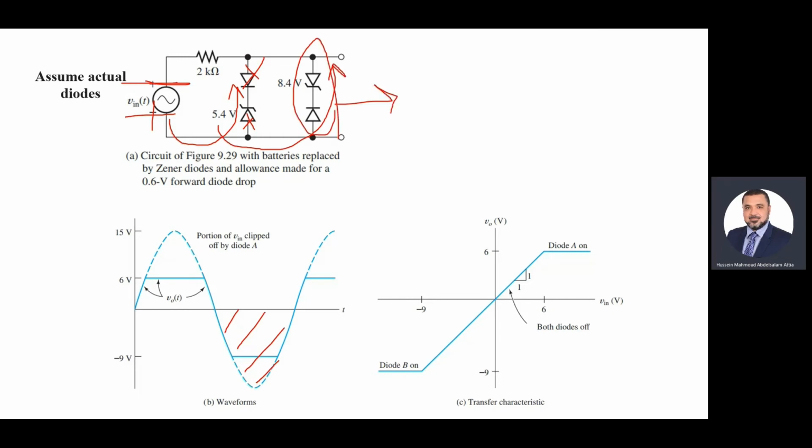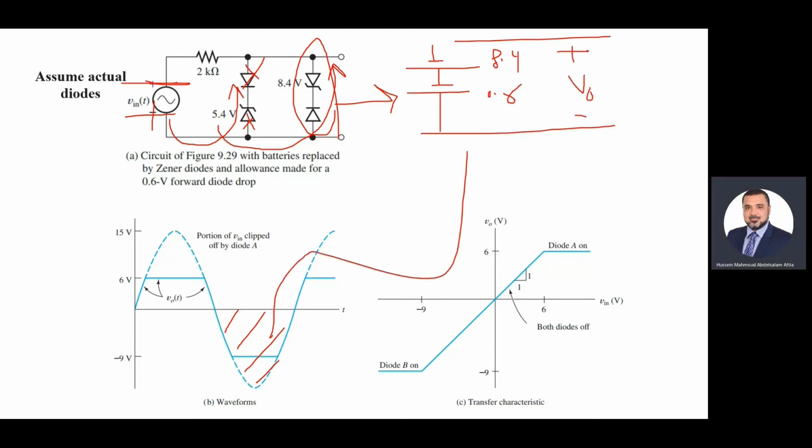Shabab, look at the polarity here, not the other way. So the diode is replaced by 8.4 plus 0.6. So what is V out, ya Shabab? What's V out now? Clearly -9. So V out will be -9.